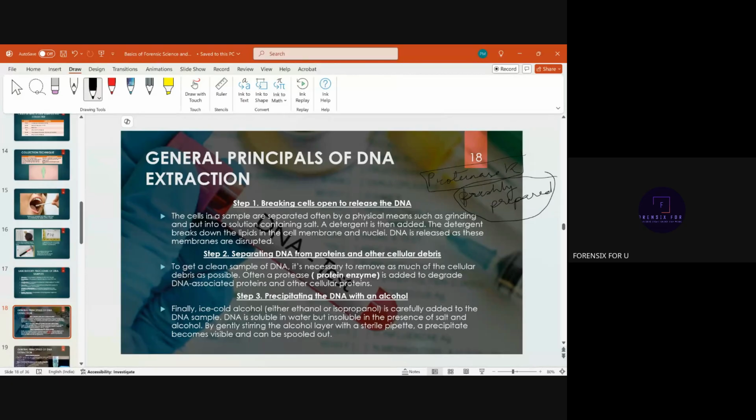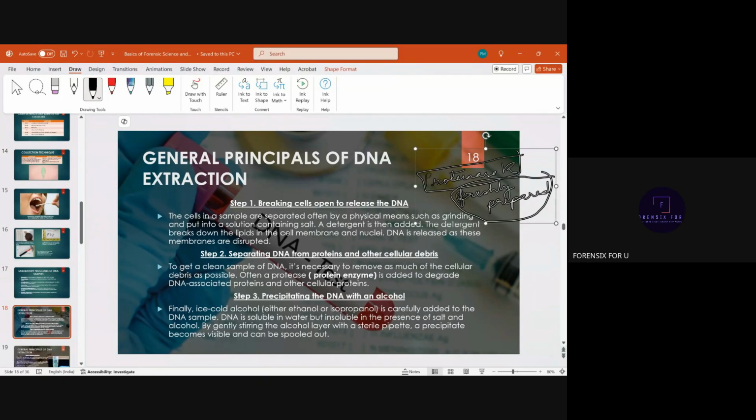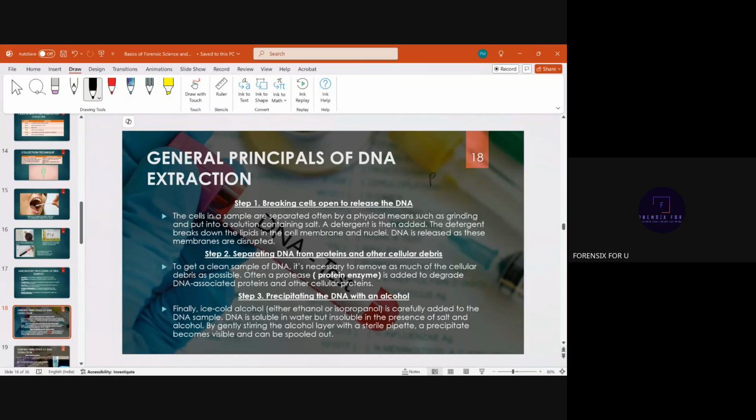Yes. You have to write these things down. These are the important things, and these are the aspects that you are going to come across when you are appearing for any competitive exam or for any interview, right? So this proteinase K is basically doing what? It is degrading the DNA associated proteins and other cellular proteins. It is basically degrading them and separating them from the required DNA.